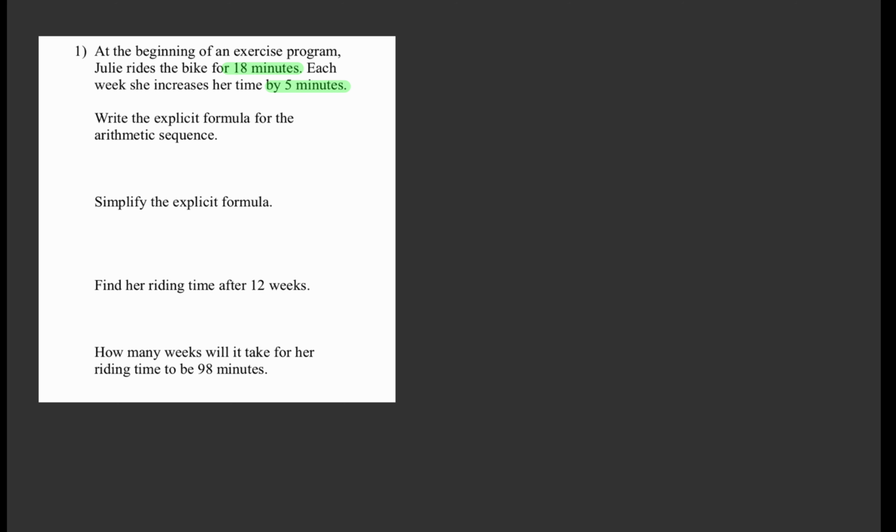This can help us figure out what our A1 is equal to and what our D value is equal to. When we are doing arithmetic sequences, we are always looking for these two things before we continue with anything else. So A1 here is 18 minutes because it says at the beginning of our exercise program, and then D is her increase. Her increase is by 5, which is positive because it's going up. So those are our first two things that we're looking for.